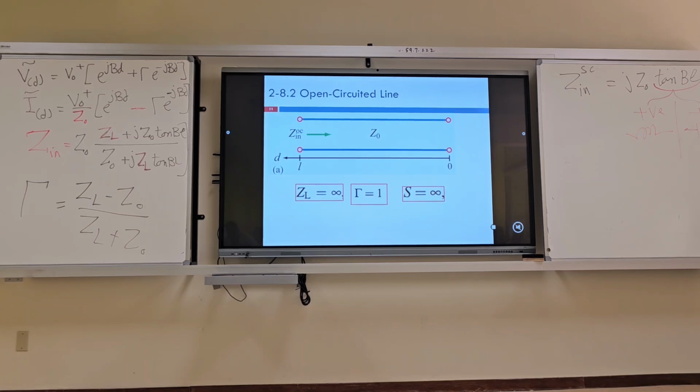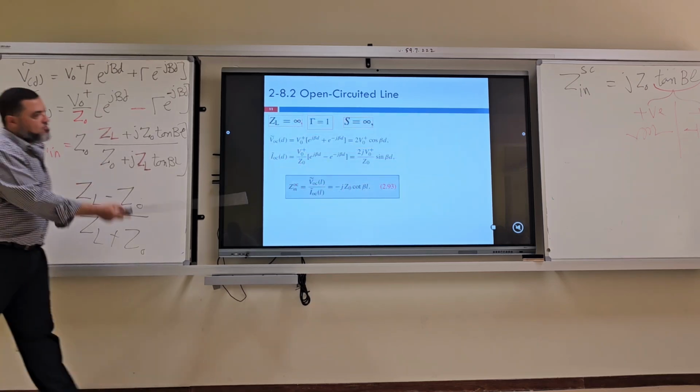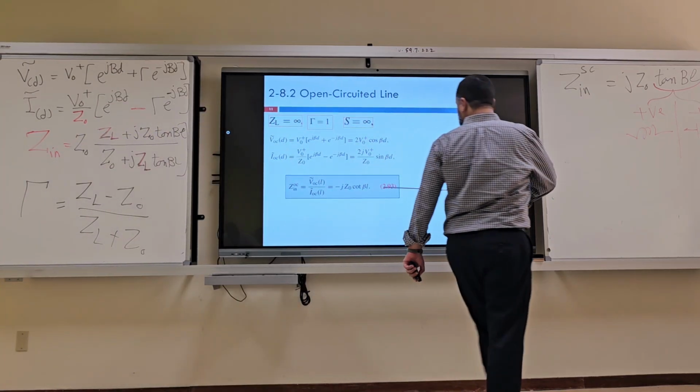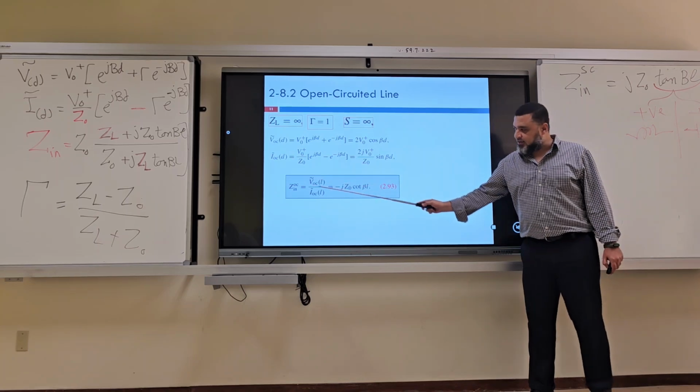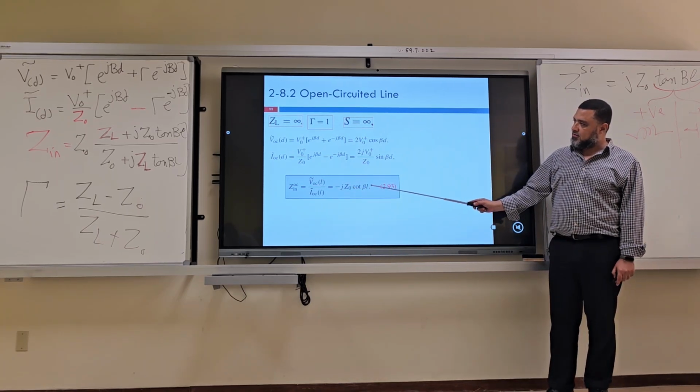Z naught over j tan beta L, exactly, which is, you will divide by ZL. If you divide by ZL, this term will disappear and this term will disappear. You will have this one. So minus j Z0 cotan, 1 over tan is cotan, right? So what it means is minus j Z0 cotan beta L.